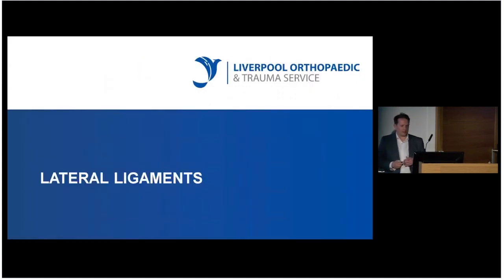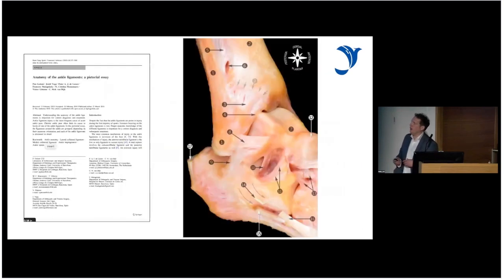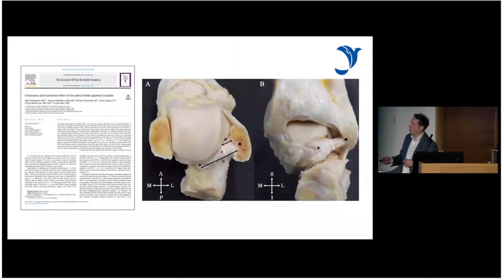Lateral ligaments. There's not much in the literature on this. This is a beautiful paper from Barcelona showing the anatomy. This is your lateral ligament complex. Weirdly, it comes together: your ATFL and CFL come as one area and sit in the same spot. So if you're going to do a repair and you put your anchor here, you can catch both bits.